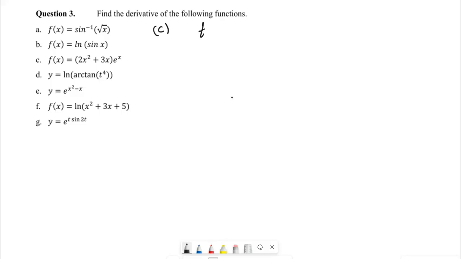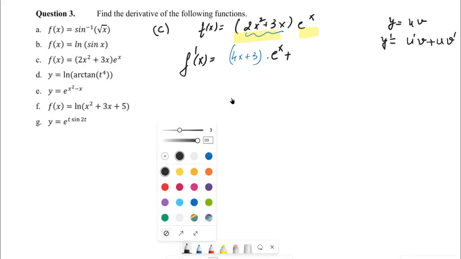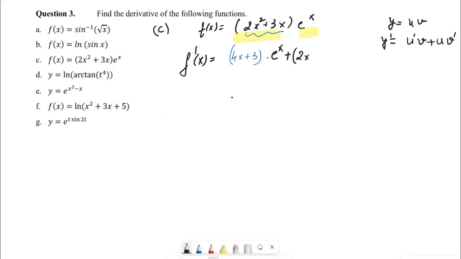Part C. The function is 2x squared plus 3x times e to the x. This is a product of two functions. We know for the product of two functions, if y is uv, the derivative is the first function's derivative times the second as is, plus the first function times the derivative of the second. So the derivative of the first function is 4x plus 3 using the power rule, times the second function as is, plus the first function as is times the derivative of e to the x, which is just e to the x, if you guys remember the formula.